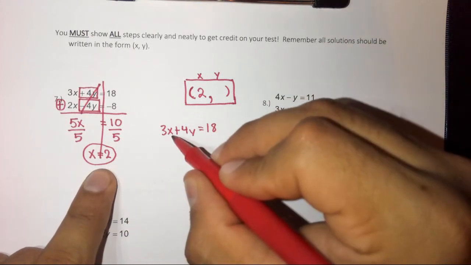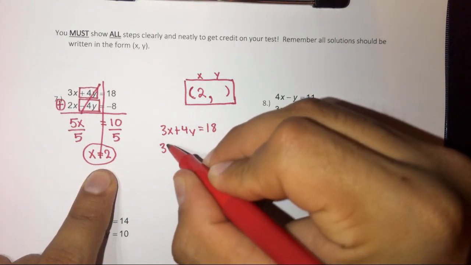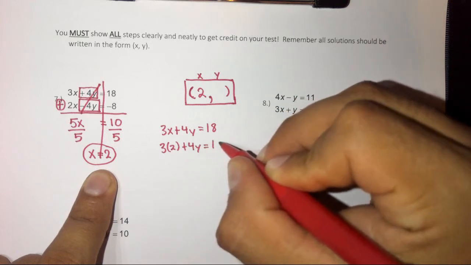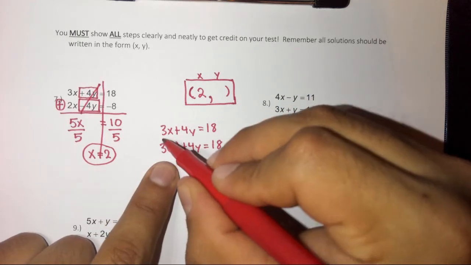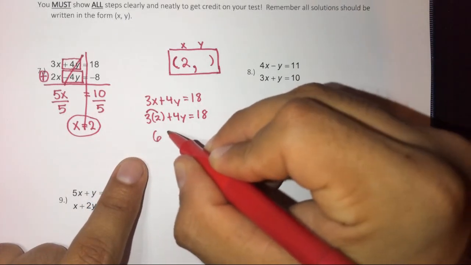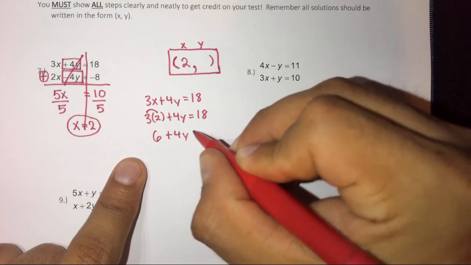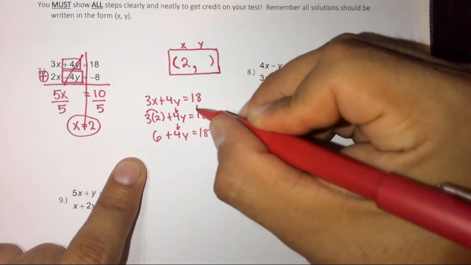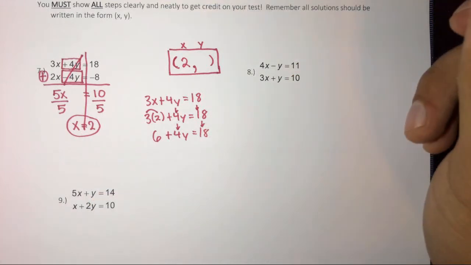I'm going to plug in the 2 for the x, so that changes to 3 parentheses 2. And then I just multiply this out. Technically you distribute, 3 times 2 is going to give me 6. You notice how really all this just keeps coming down. I'm not really messing with the 18 or the 4y for now.